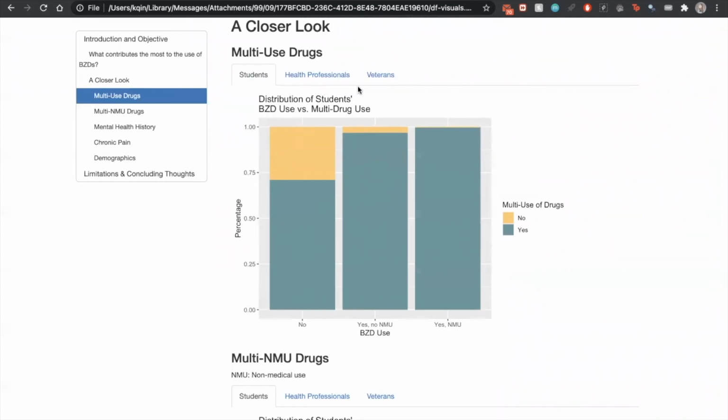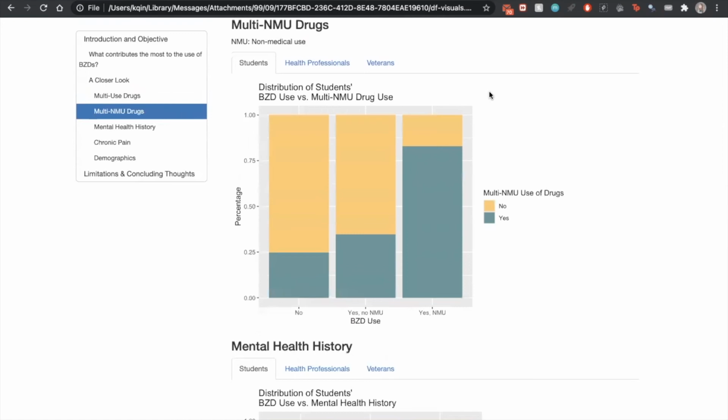For multi-drug use, there is a significant influence on BZD use for all occupations. Almost 100% of participants who have used BZD, both medically and non-medically, have also used other drugs in their lifetime. We also see the highest proportion of non-medical use of BZD given a history of drug use for students. Taking a closer look at participants who have used other drugs non-medically besides BZD in their lifetime, we see that they are far more likely to also misuse BZD.